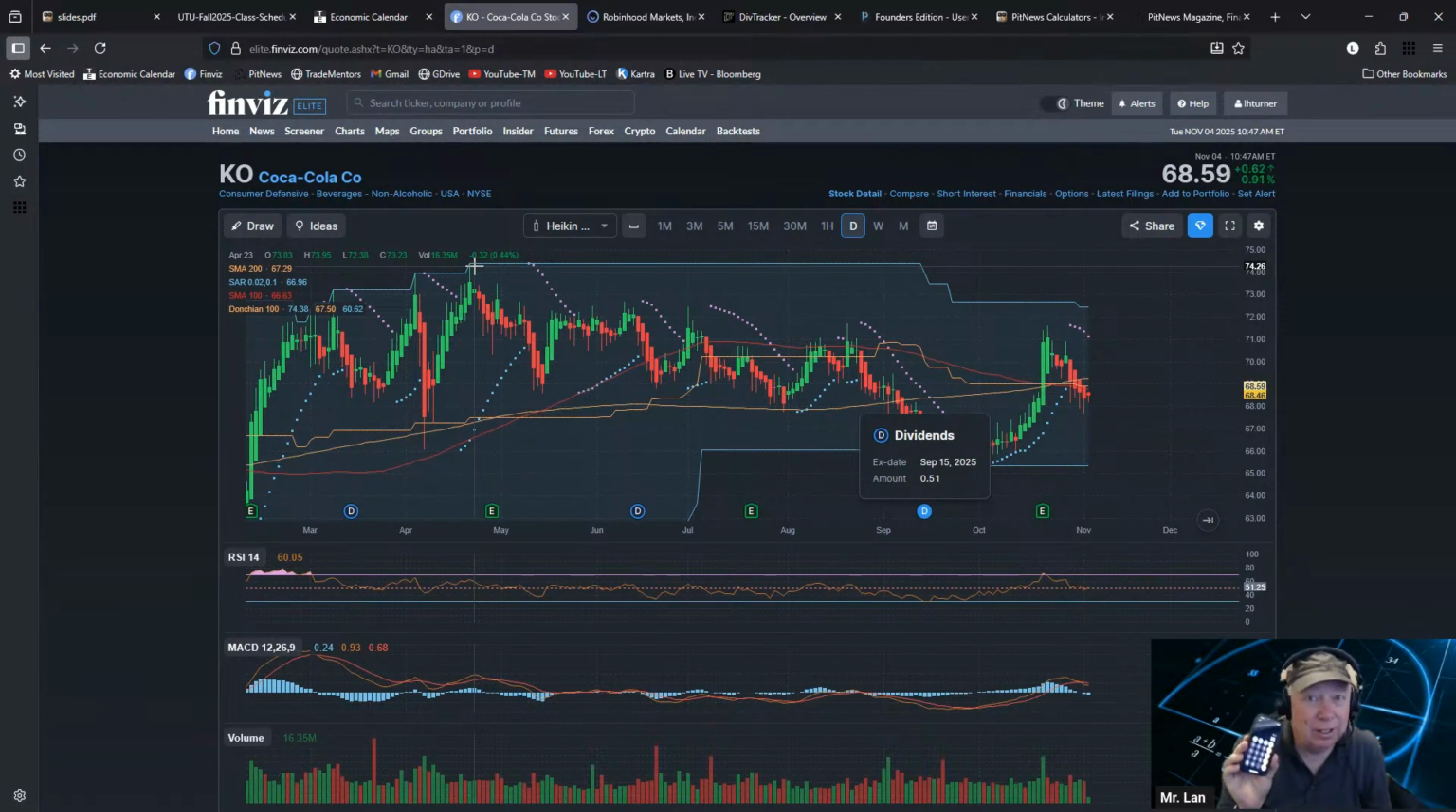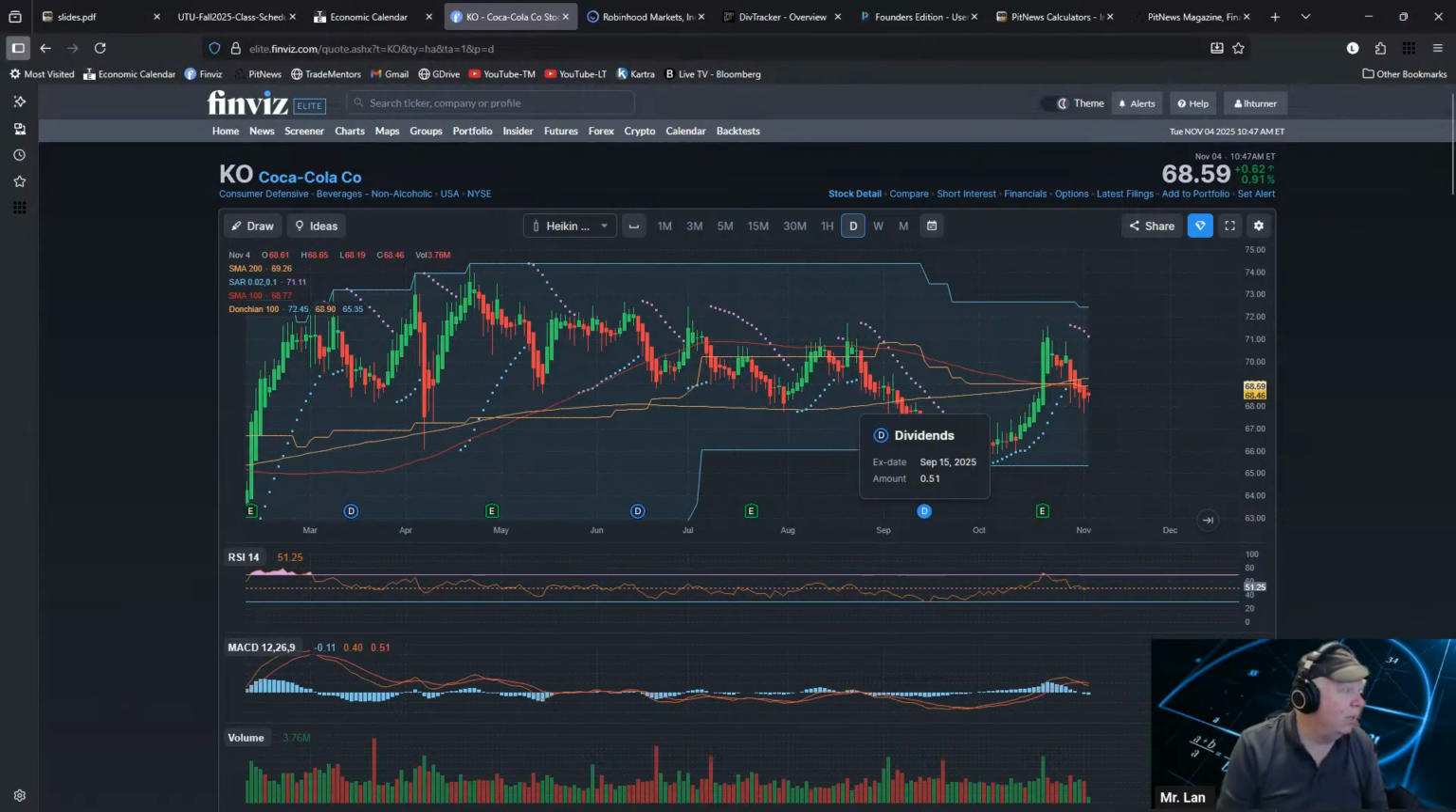It's not enough to live on. You might be able to go down to Liberty and get some eggs for that, but you're not going to be able to live off of that. And so you have to have a lot of money in these growth stocks that pay a dividend to make it worth your while. Okay, so that's an example of Coca-Cola.